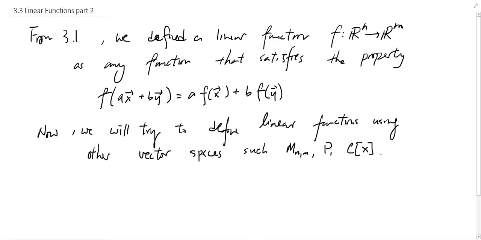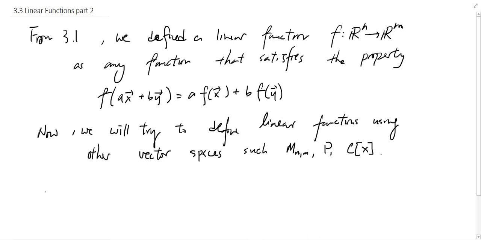Now, of course, the general idea remains the same. The general idea is that we're going to try, in some way, to make those vector spaces or their subspaces behave similarly to Rn and Rm, so that we can use the already established linear function properties to work on those.